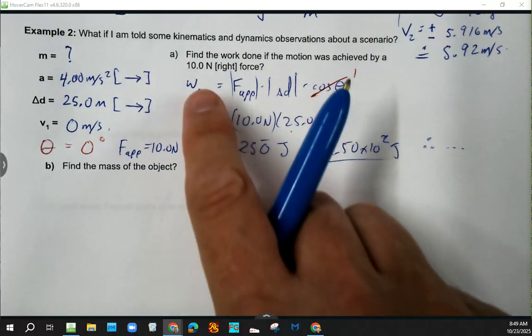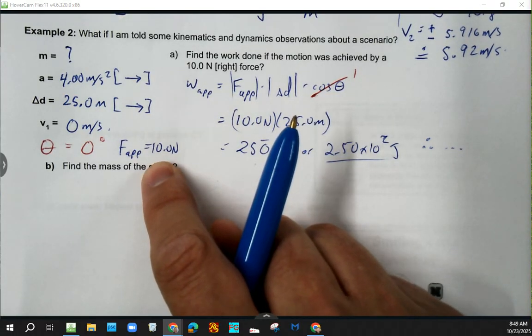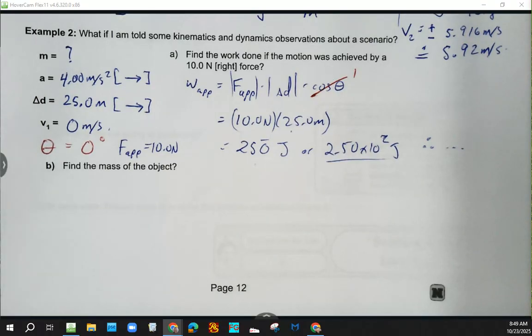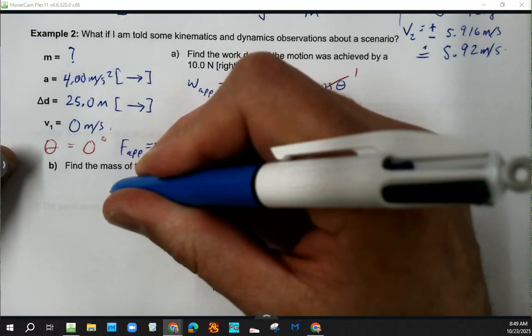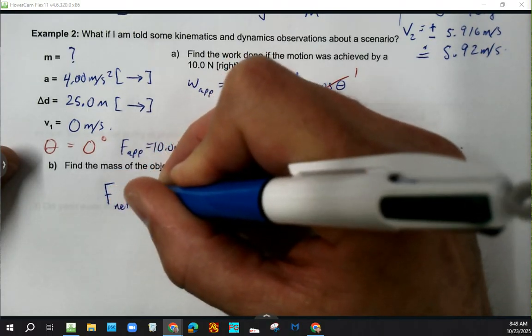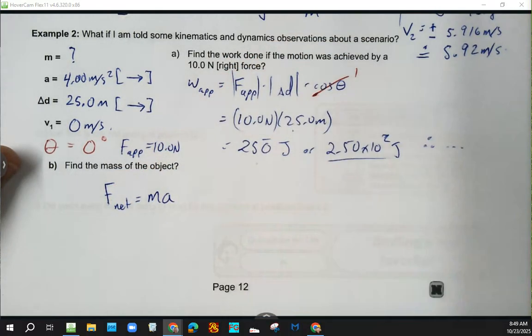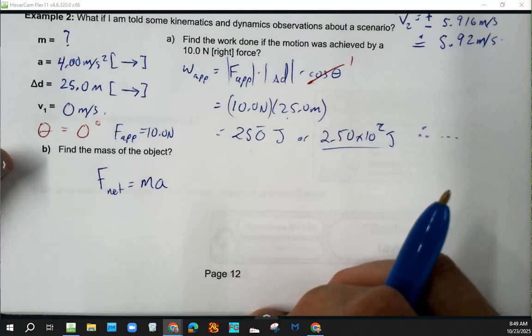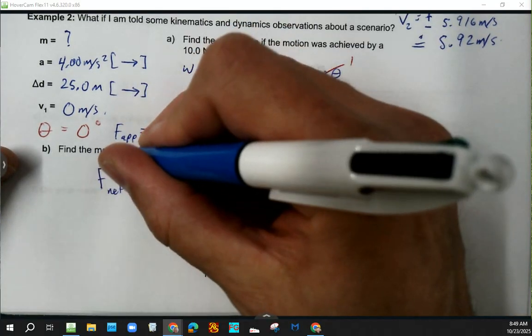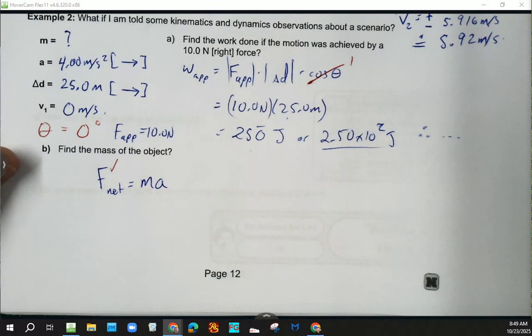Do I know the force? Do I know the acceleration? Yep. You know the forces that are applied. Look at this. I could say F net is equal to mass times acceleration. That's just Newton's second law. And I happen to know the net force because it looks like it's the applied force. We're not told anything about friction in this situation.